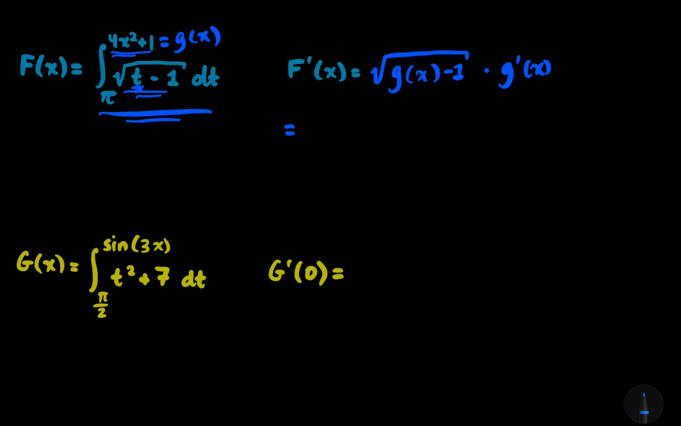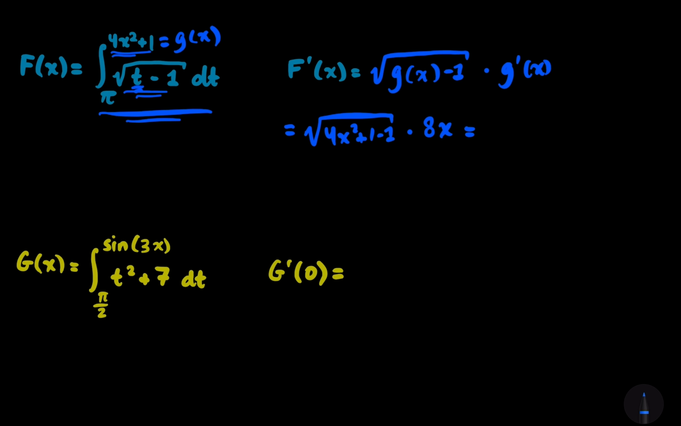So let's actually now go ahead and start replacing different things. So g of x is 4x squared plus 1. This is going to be 4x squared plus 1 minus 1, right? And then we're going to multiply that by g prime of x. And we know that the derivative of 4x squared plus 1 is just going to be 8x, if you remember that from our differential calculus playlist.